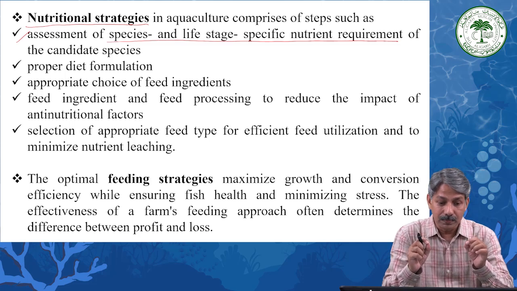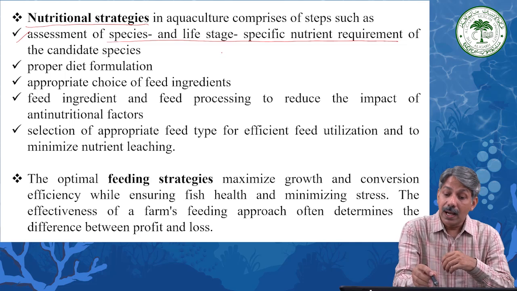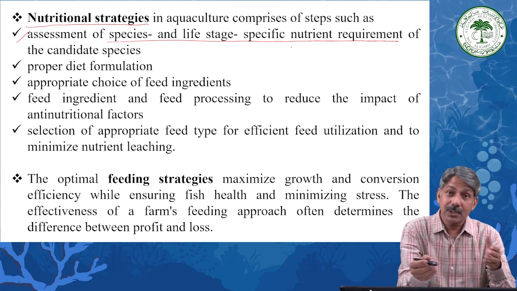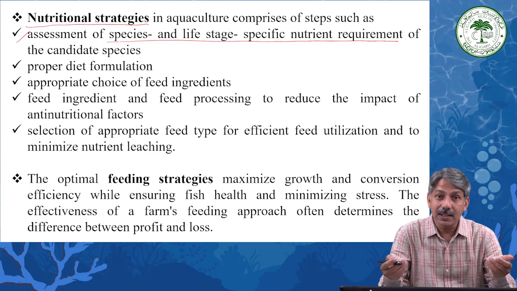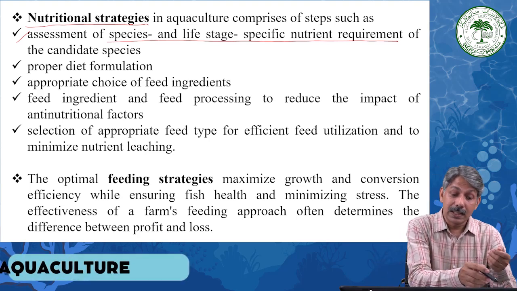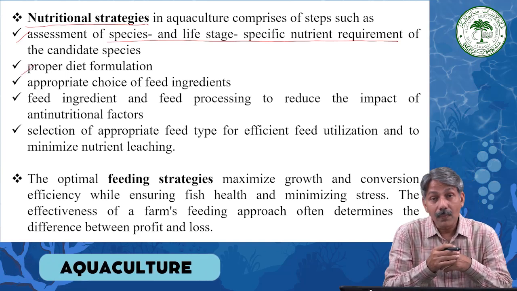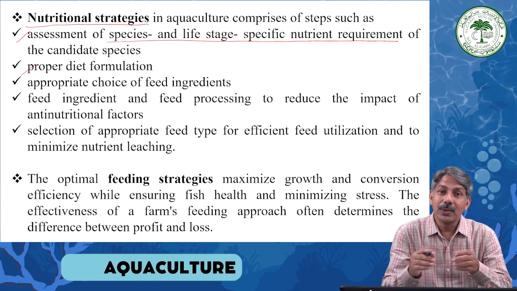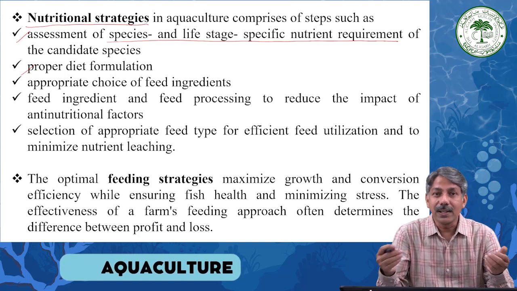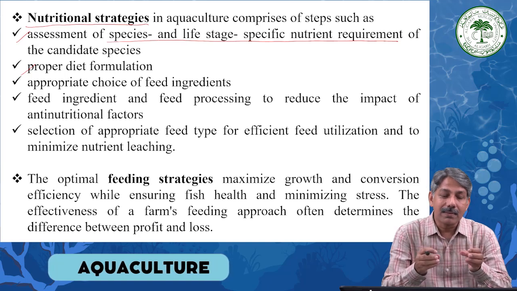So in order to make profitable culture practice. And species specific, of course, you cannot feed every species with the same kind of diet, with the same kind of nutrient profile diet. So that should be assessed. Then proper diet formulation. It's not like whatever feed ingredient you get, you go and put into the pond and the fish will eat. No, it's not like that. You will have to provide things separately.